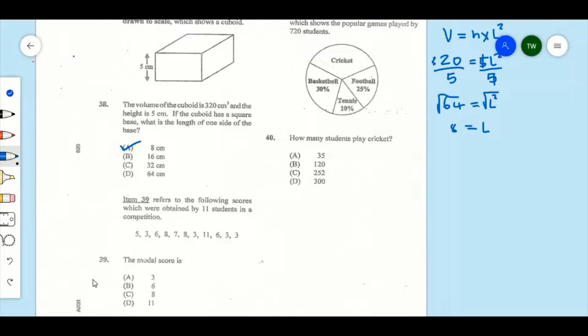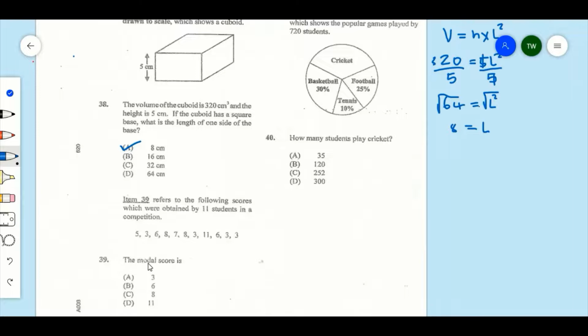Now to question 39. Item 39 refers to the following scores, which were obtained by 11 students in a competition. Scores are 5, 3, 6, 8, 7, 8, 3, 11, 6, 3, and 3. The modal score is, modal in this case means which one appears the most, right?